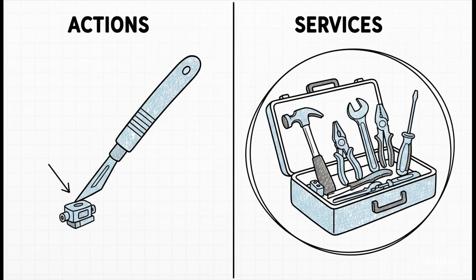So here's the best way to think about it. An action is like a scalpel. It's a precise tool for one single job, like a create user action. A service is the entire surgeon's kit. It holds all the related tools for a specific domain, like a user service that handles the whole shebang.